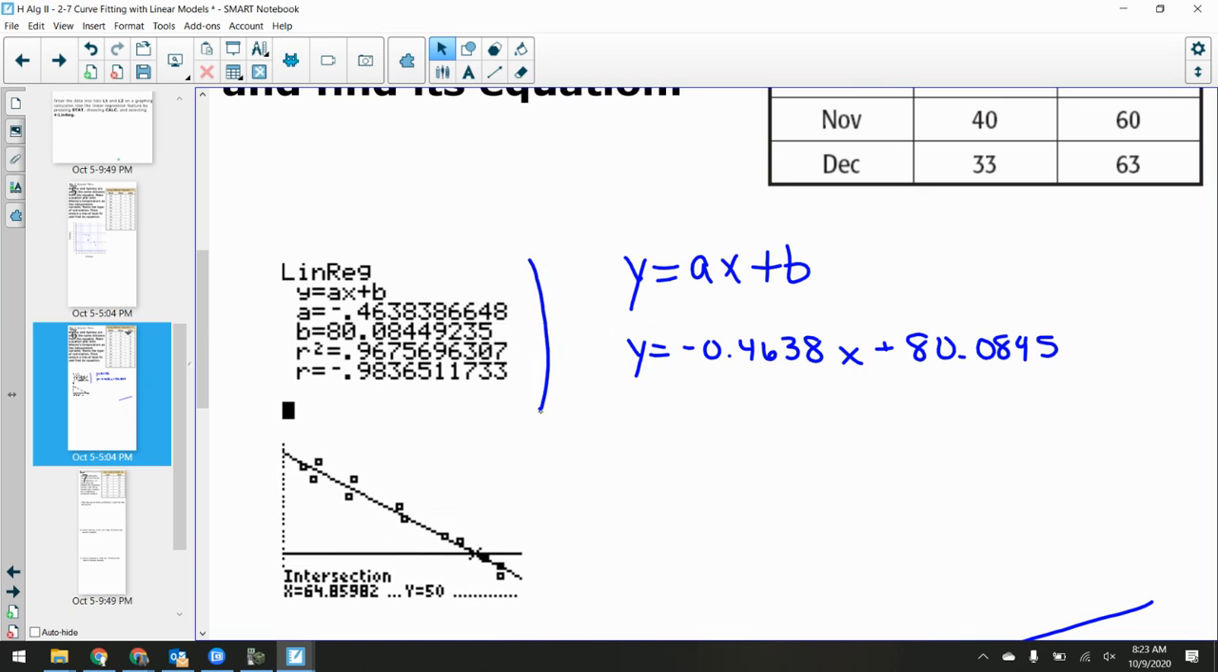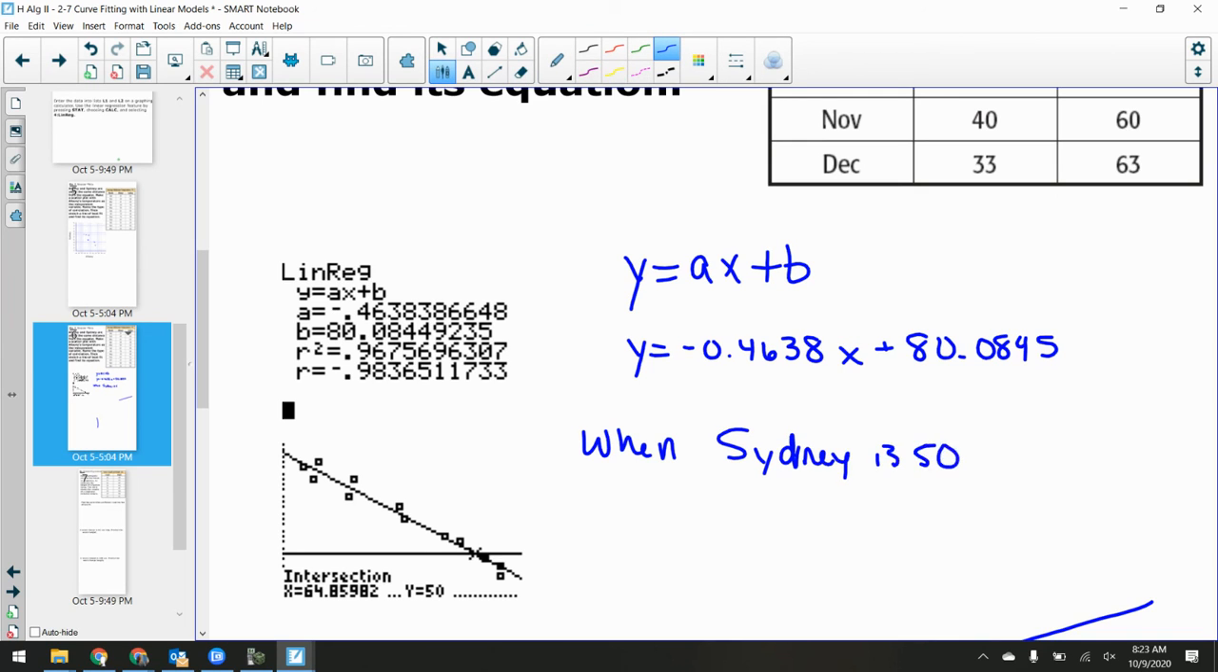So we say when Sydney is 50 degrees, Albany is 64.86 degrees. Now, is this causing these things to happen? No, this is our correlation between these 2 things. Okay. Let's continue on to our next question.